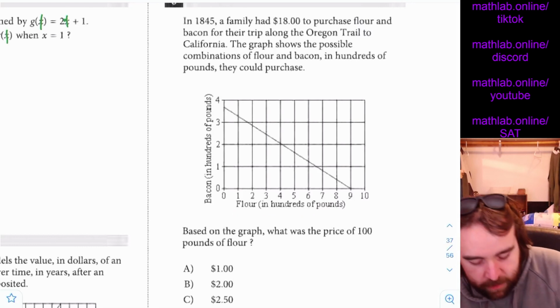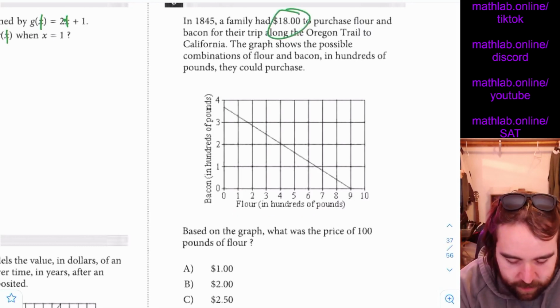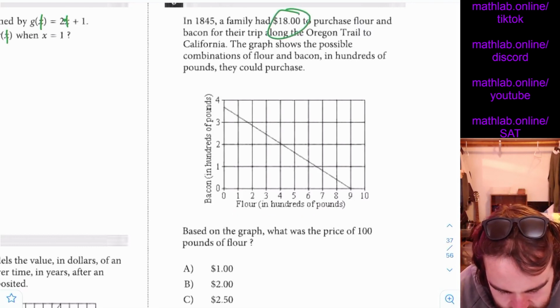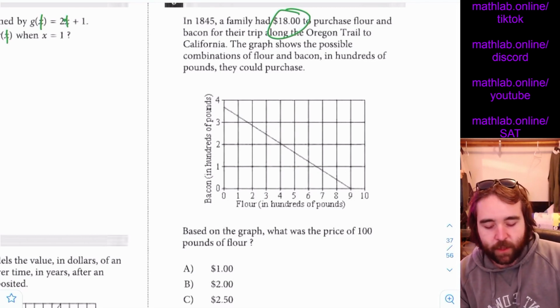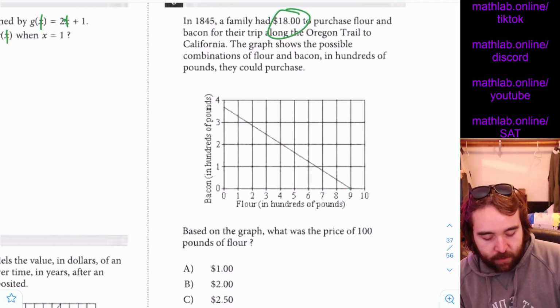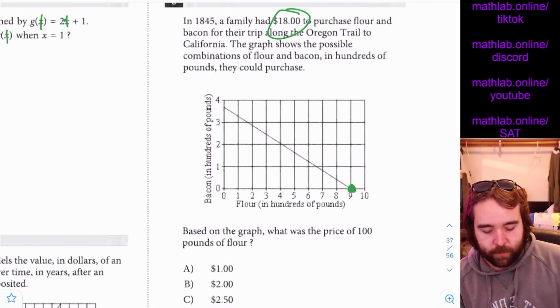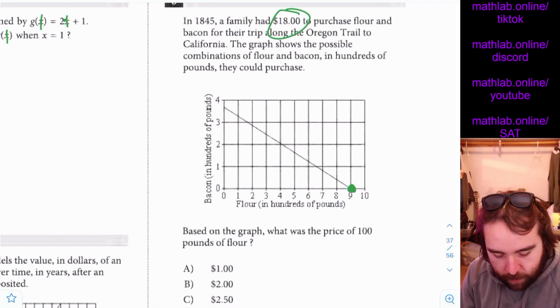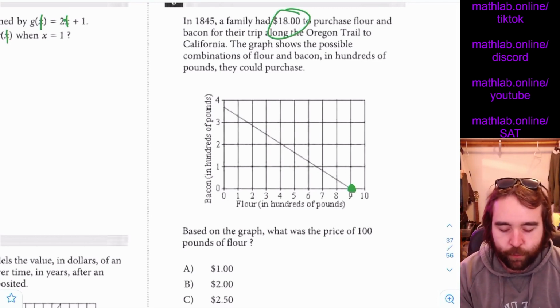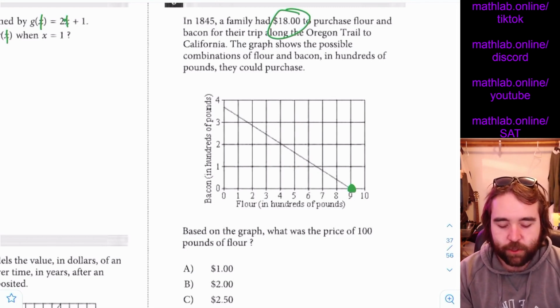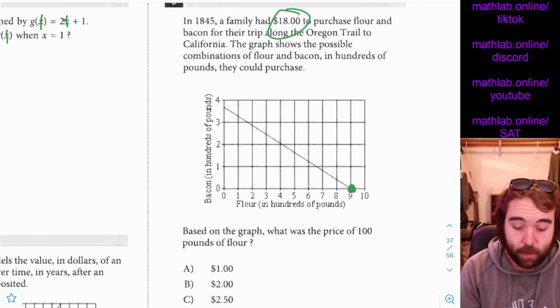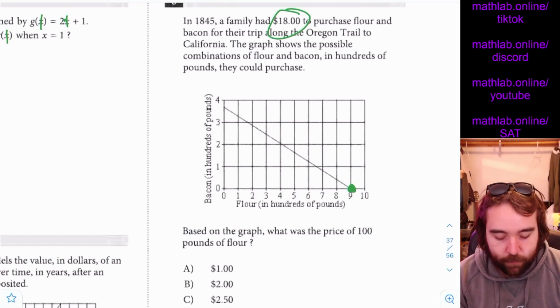In 1845, a family had $18 to spend on the Oregon Trail. The graph shows the possible combinations. This is my nemesis, is they didn't show any of these in their example problems, but they put them on here a lot. So, here, you look at the extremes. They point out that if you buy no bacon, you can buy 900 pounds of flour for $18.